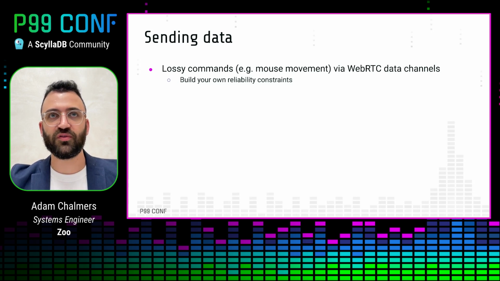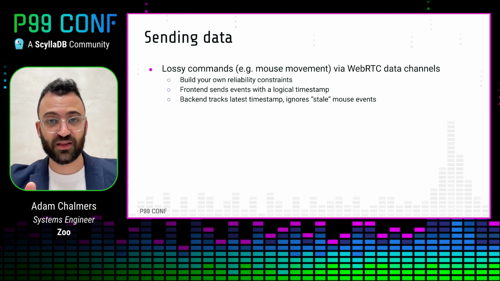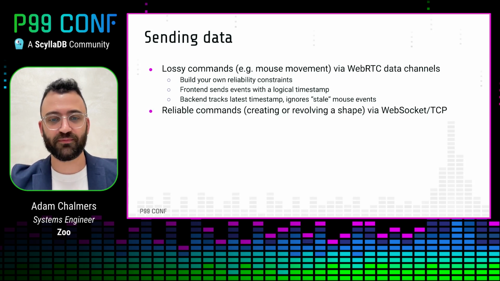This means we have to send logical timestamps with every event, and the backend tracks the last timestamp it's seen. This way, if a stale event comes in later, we don't snap the view back to an old position that the user's already done with. We can ignore these stale events and not even process them.